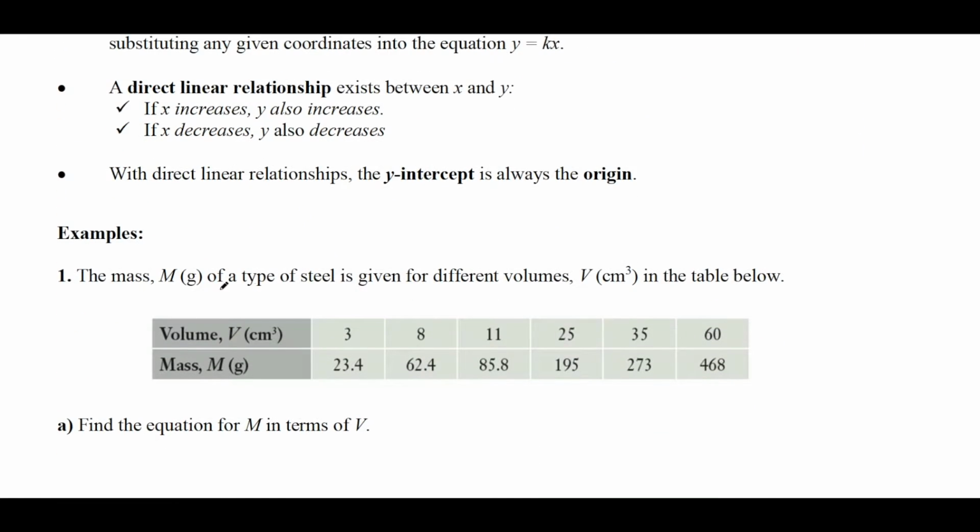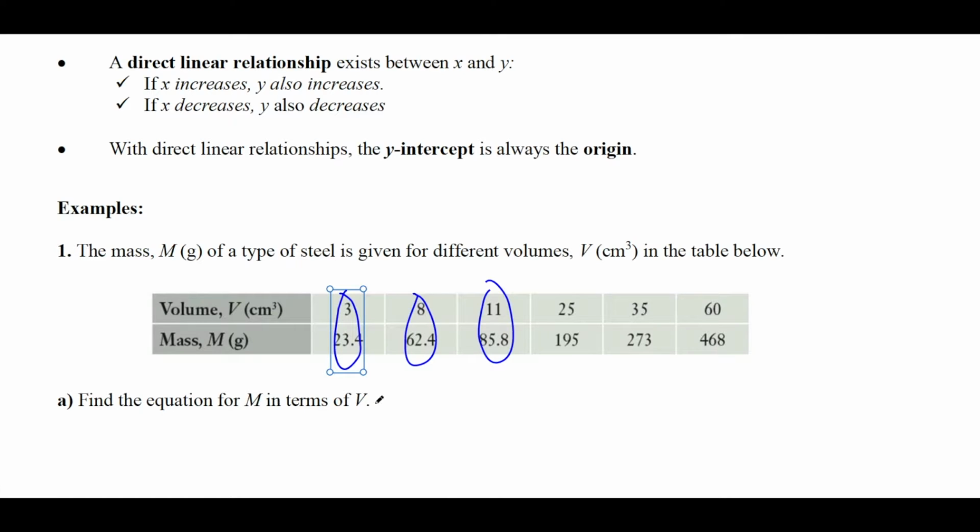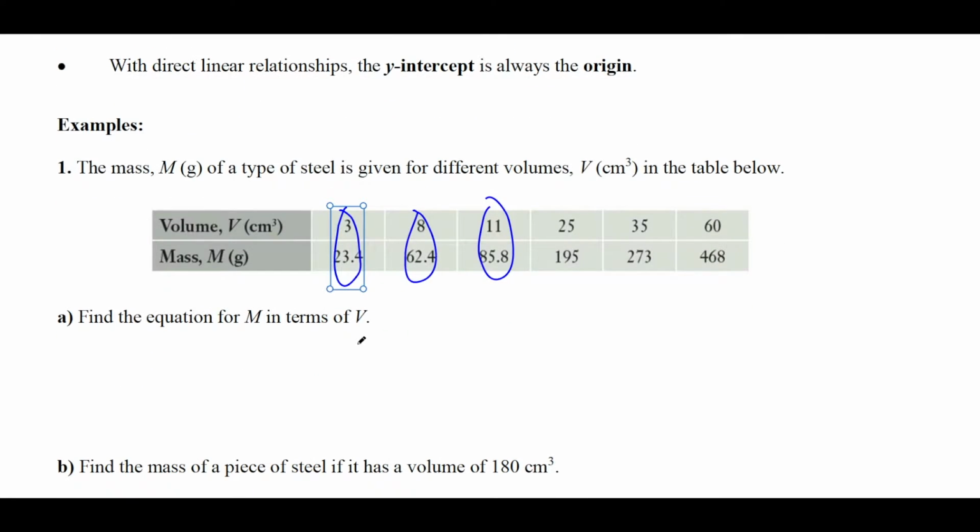So let's go through an example. The mass of a type of steel is given for different volumes in the table below. These are the different volumes and these are the different masses that correspond to the volumes. You can think of each of these as representing one point. Now let's find the equation for m in terms of v.